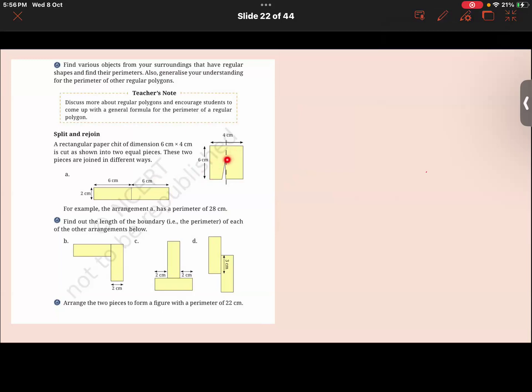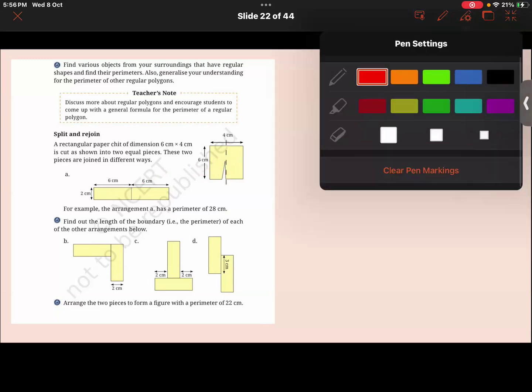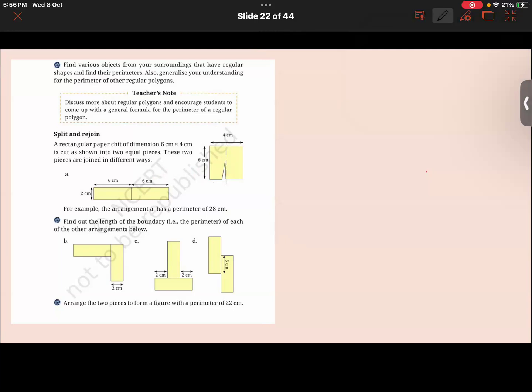A rectangular piece of paper was taken, it was cut from the middle, and now it has been joined differently. While you cut it, the length is going to be the same, but the width is going to split. The width from the previous one is going to be different. This arrangement has a total perimeter of 28 centimeter, right?